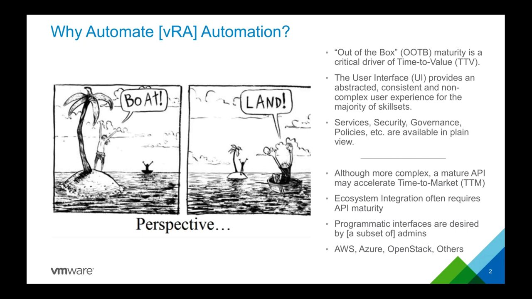I always position vRealize Automation as top of stack, or the core of the SDDC, or the cloud management platform. It is the abstraction layer that plugs into your broader ecosystem and makes it do things, right? And while VRA is often positioned to be there at the top, there's a lot of desire to also automate VRA programmatically. Traditionally, it hasn't really been the best of interfaces to automate. So why would you automate an automation engine?